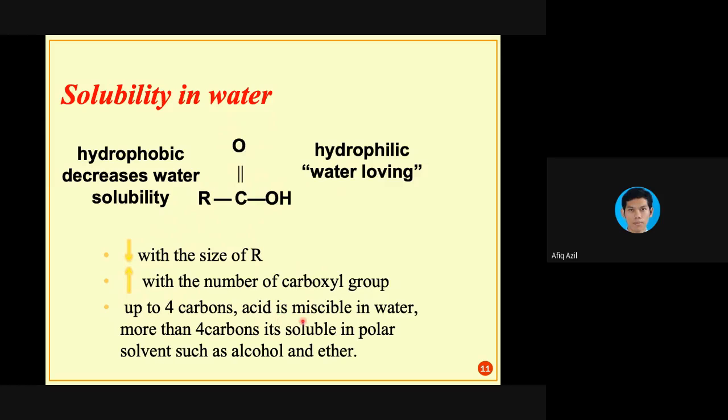Acid is miscible in water. The carboxylic acid will be miscible. That means it will form a homogeneous mixture. But with more than 4 carbons, it is only soluble in polar solvents such as alcohol and ether, because that way it can still form hydrogen bonds. But the longer the R group, the solubility will start to decrease.